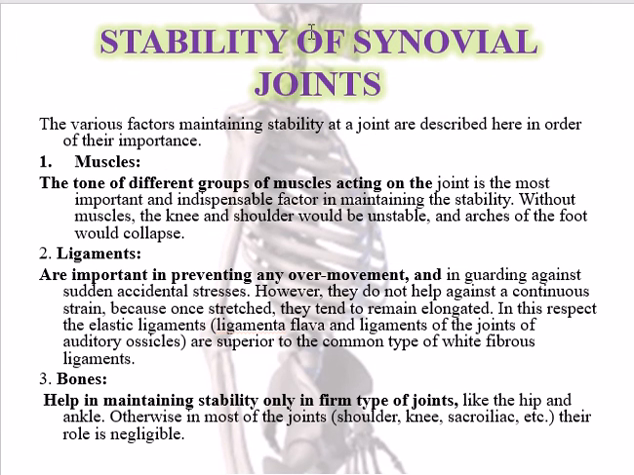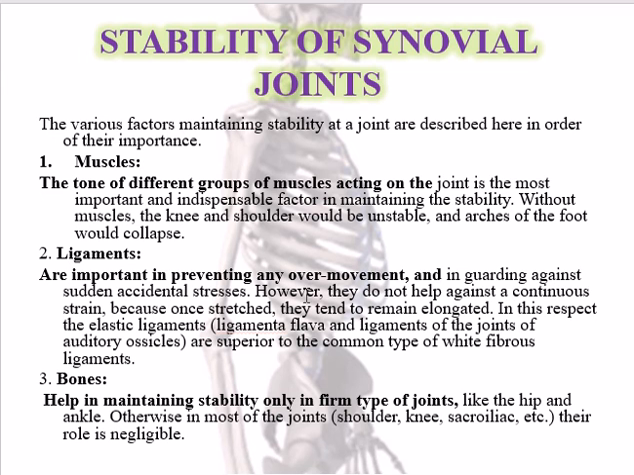Stability of the synovial joints. The various factors maintaining stability at a joint are described here in order of their importance. Number 1, muscles. The tone of the different groups of muscles acting on the joint is the most important and indispensable factor in maintaining stability. Without muscles, the knee and shoulder would be unstable and the arches of the foot would collapse. How important muscle is.